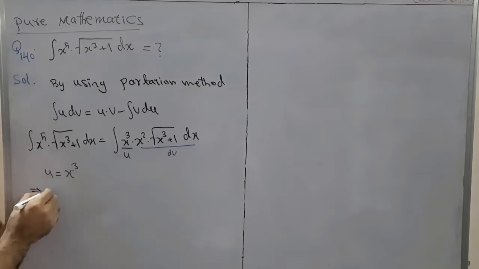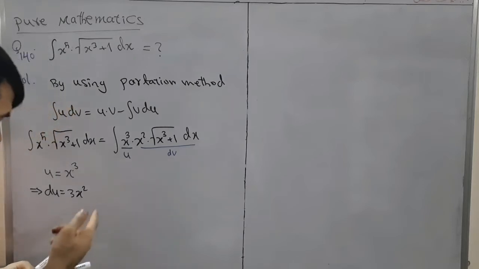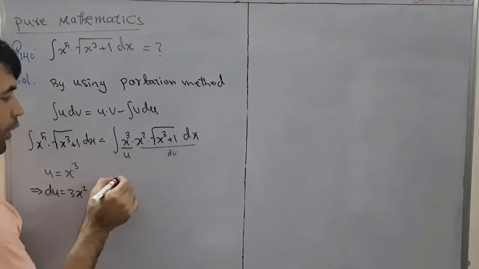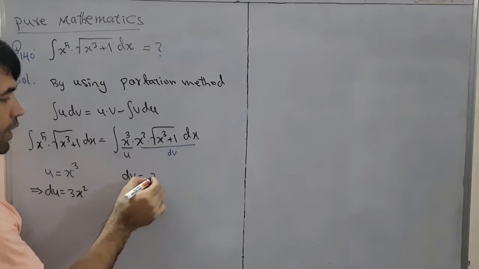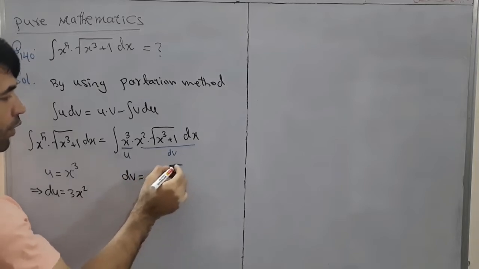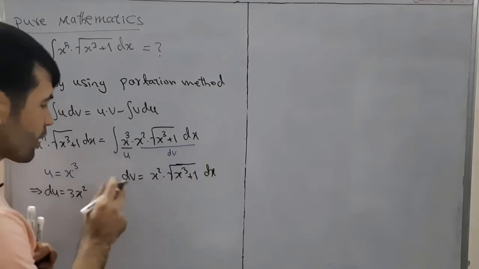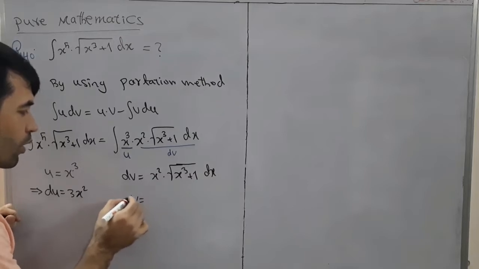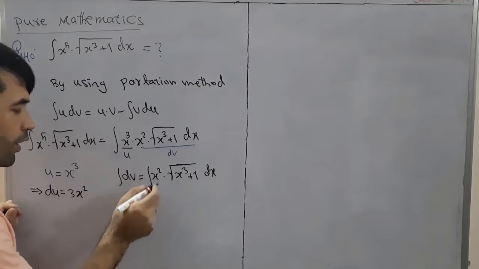This implies du is equal to 3x square. Here dv is equal to x square into the square root of x cube plus 1 dx. Now here we take the integral from both sides. v is equal to the integral of dv is v.